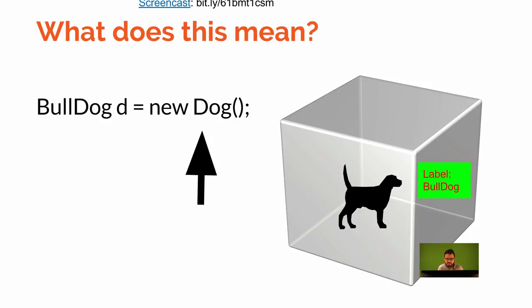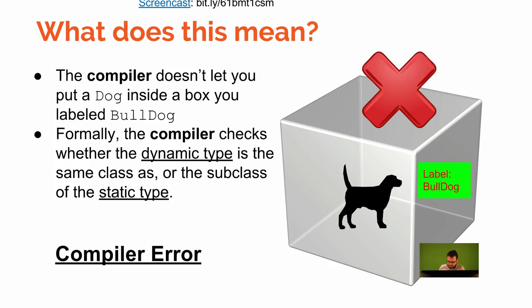Is this okay? Okay, so this is actually not okay because we are trying to put a generic Dog inside a box which was specifically labeled Bulldog. This is not going to be okay because the compiler is going to say it's possible that this dog is actually not a Bulldog. It's possible that it's just a generic dog. It's possible that it's a poodle. It's possible that it's some other kind of dog. And so this is not something that the compiler is going to allow, and this is going to be a compiler error.